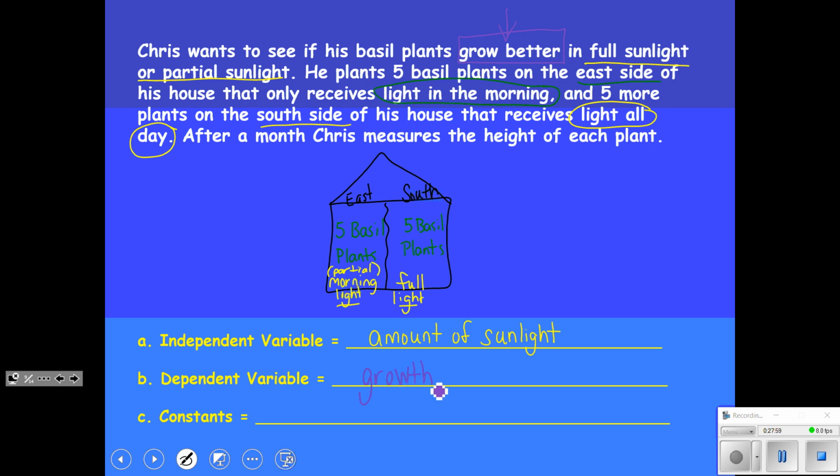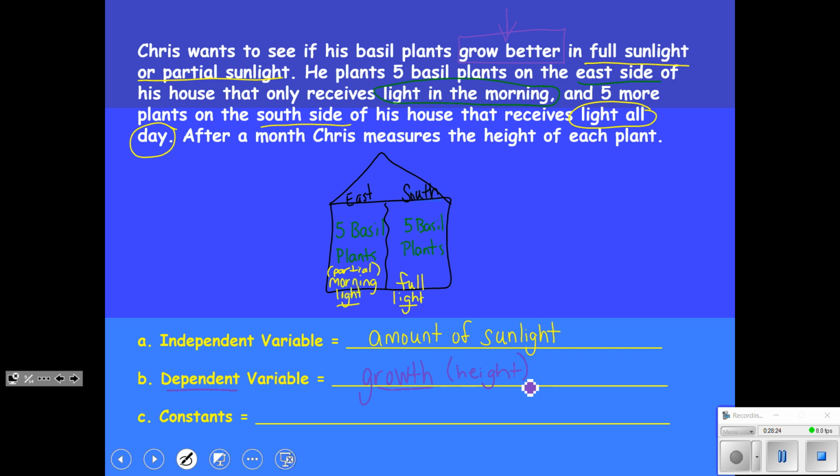And again, you don't know the answer to this until you have done this experiment. But you can kind of give an idea that this is what you're looking for. That's what that person is looking for. Okay? So you could say growth, you could say height. Both of them are going to insinuate the same thing.